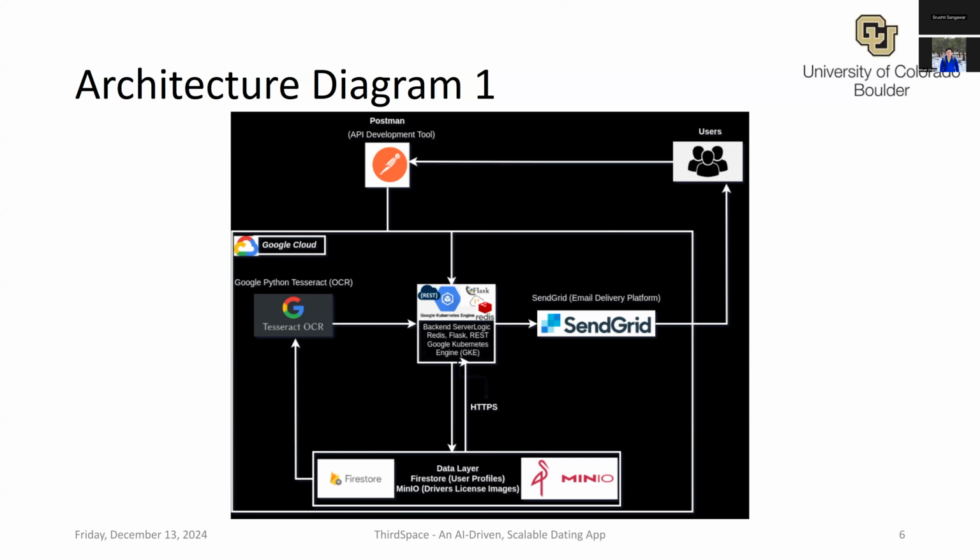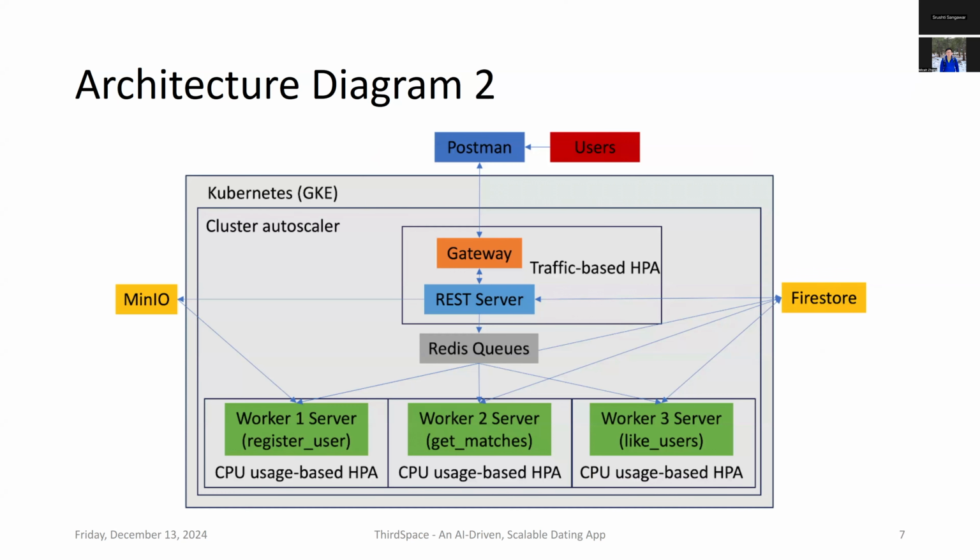We use Google Python Tesseract to extract text from the driver's license images to verify user identity. And then we use SendGrid to deliver emails to users after they've received a like. This is our second architecture diagram.